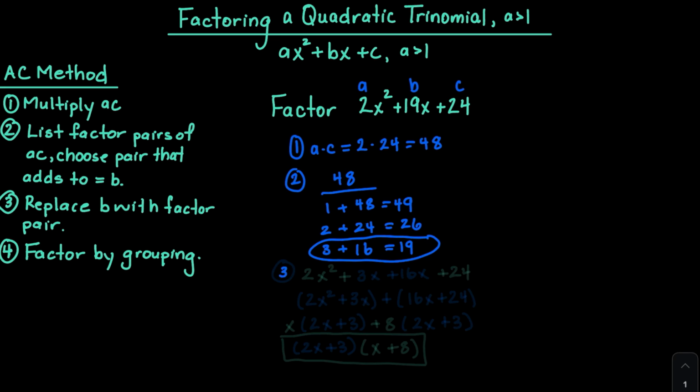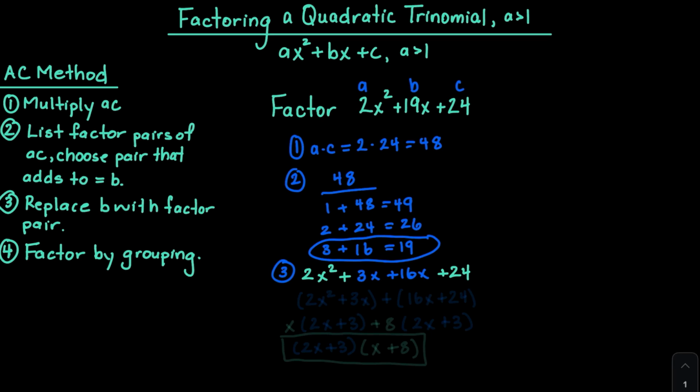So step 3 says replace B with our factor pair. So 2x squared plus 3x plus 16x plus 24. As you can see, I've just rewritten my original quadratic, but instead of writing 19x, I've replaced it with 3x plus 16x, which is equivalent to 19x. That's why we're allowed to do that.